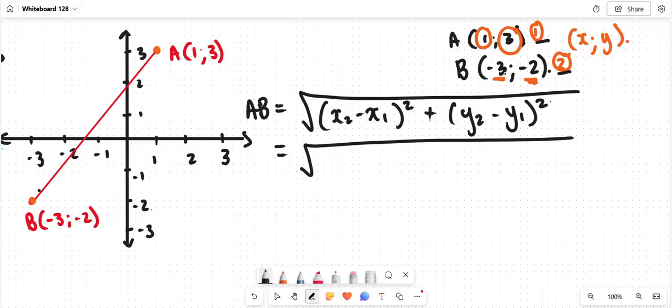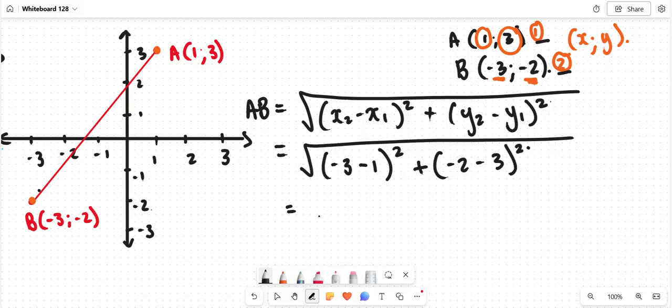So let me substitute them correctly. My x of 2 is going to be this -3 there. So -3 is being subtracted by a positive 1, squared, plus my y of 2 is this -2 that is subtracting the 3 at the top. And if you plug that whole thing into your calculator, let's plug it in, let's see what we're getting.